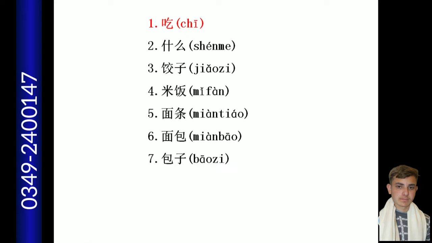The meaning of these words is very easy to understand. So your job is to focus on the pronunciation of these words, especially the tones. Among these 7 words, you can find that the first one, 吃, is a verb. The other words are all nouns, right? Only one verb, and the others are all nouns. So the meaning is very easy to understand.